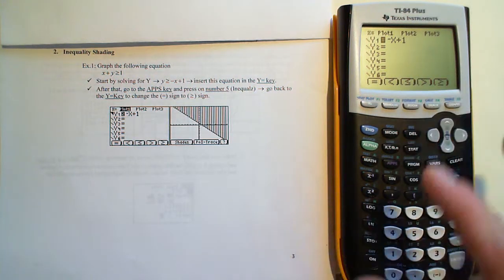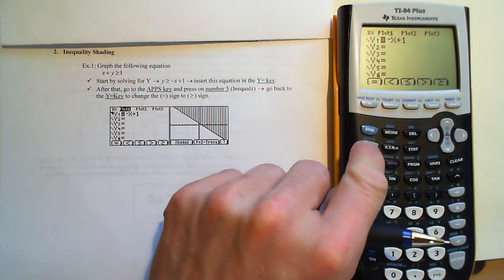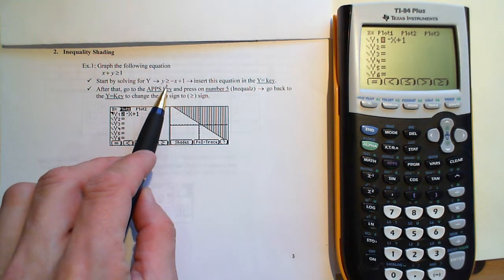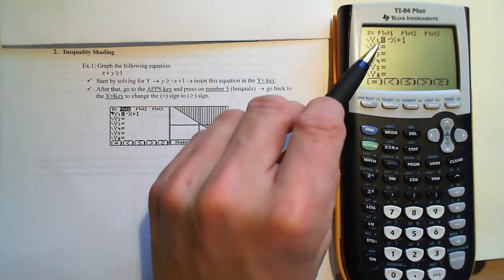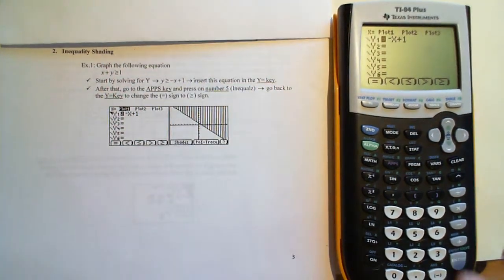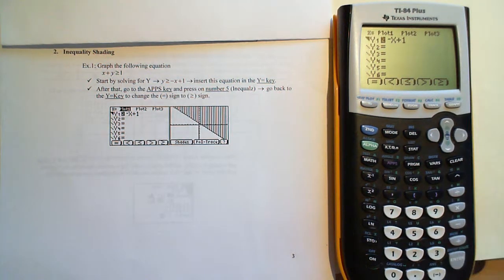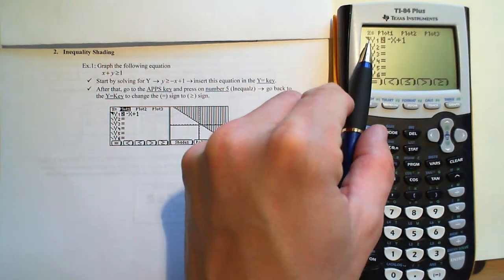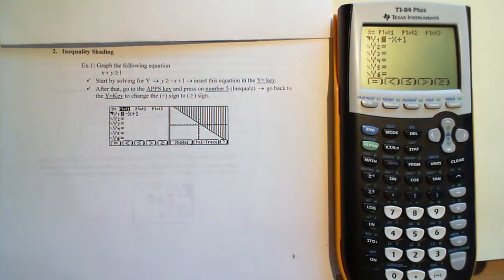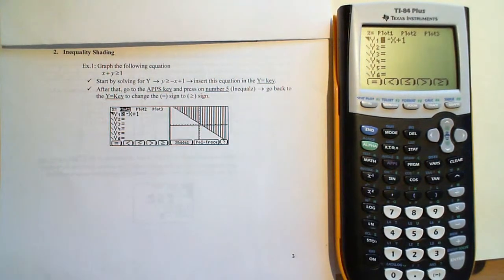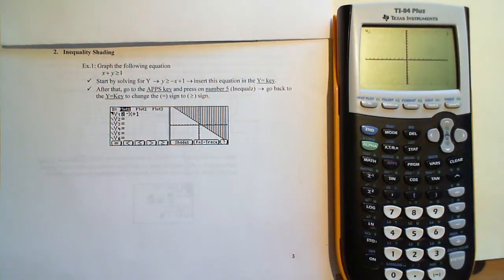In order to activate these, I first need to push alpha. In this case I'm looking for y is greater than or equal to negative x plus 1. Above the equal symbol, if I push alpha, the greater than or equal to symbol shows up and brings up the shaded region. If you notice the triangle change, this shows that when you graph this equation, it will shade above this line. Go ahead, hit graph, and there is our solution shaded above that region.